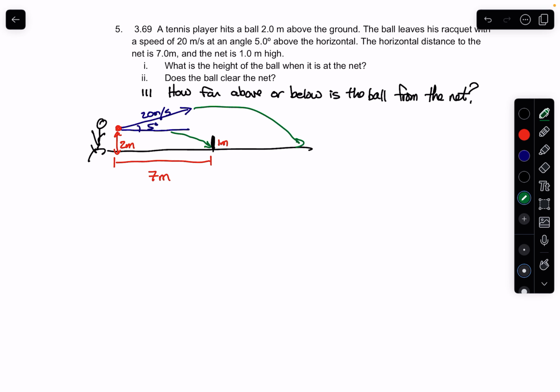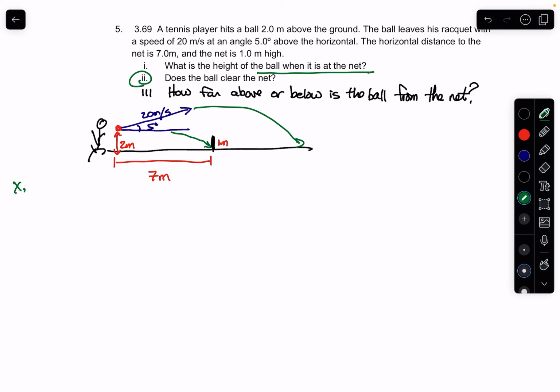All right. What is the height of the ball when it is at the net? Well, that's going to tell you if it goes over the net, which is like question 2. So we've got to do some math, obviously. So we'll just start with my table.